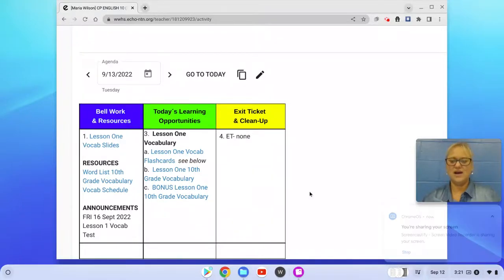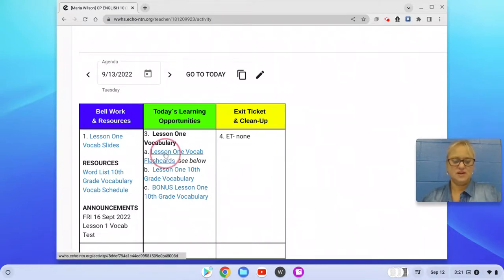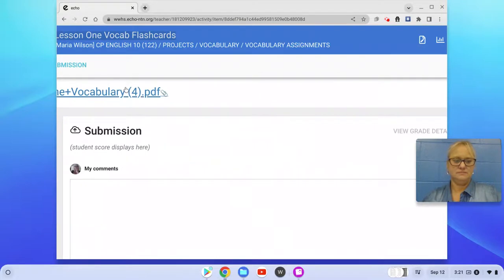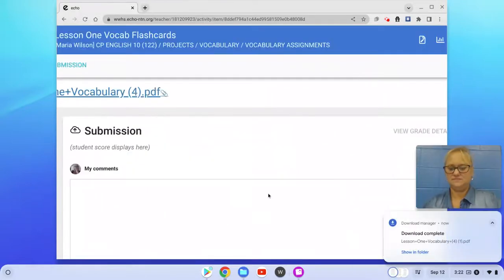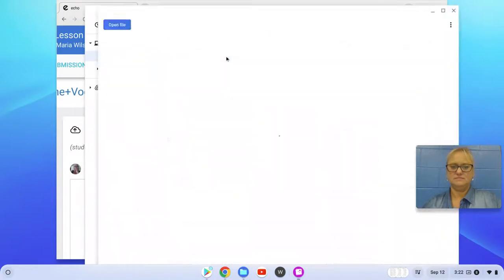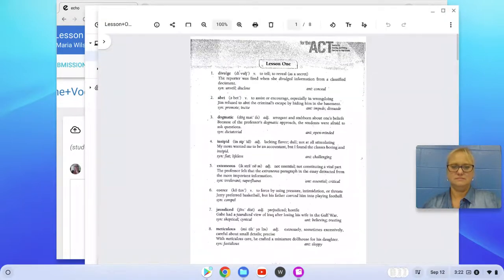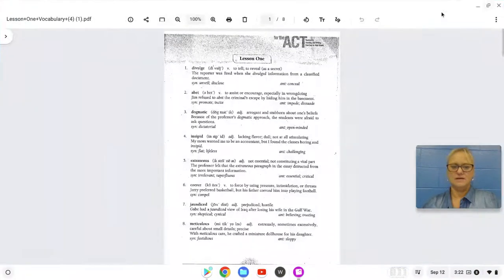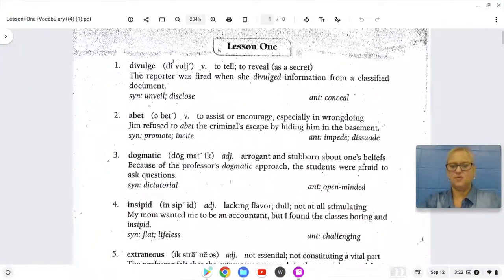Okay, so I would like to look at Lesson 1, Vocabulary for 10th grade. And on your agenda, it's 3A. Here's the PDF. Okay. And so what I do is you need 10 flashcards.